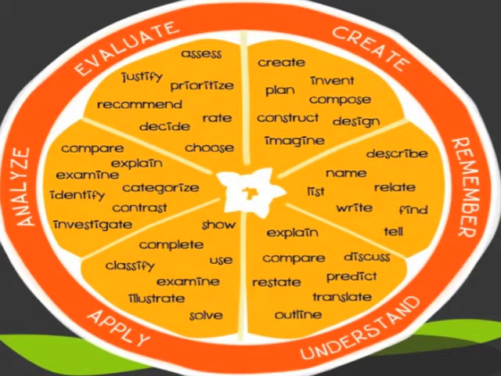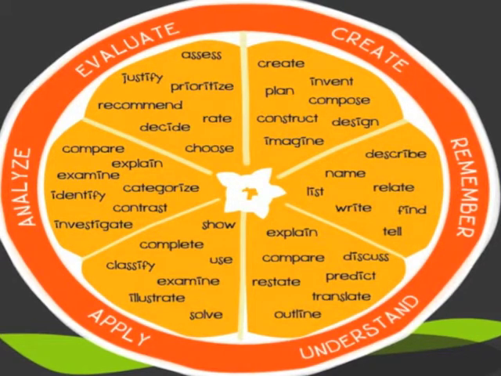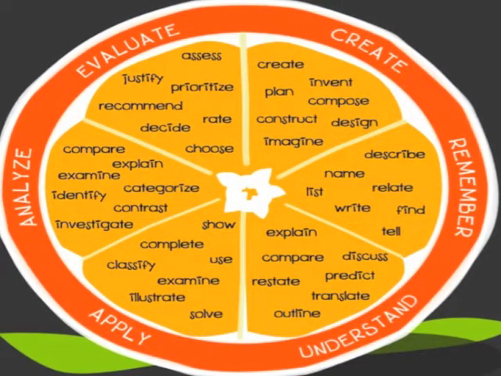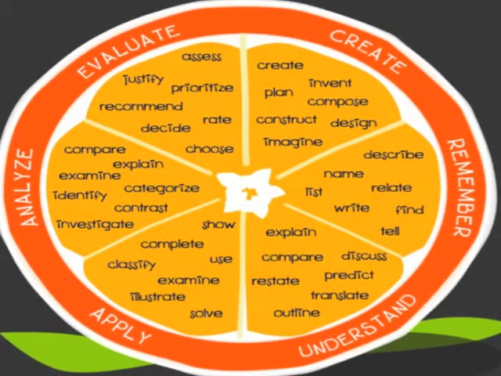So here's a graphic for Bloom's revised taxonomy. I just like it because it's pretty and colorful. If you Google it, you can find all different graphics for this. But take a minute to read the words around the outside of the orange and see if you can figure out which one is the lowest level of thinking, which one requires the least sophisticated level of thinking.